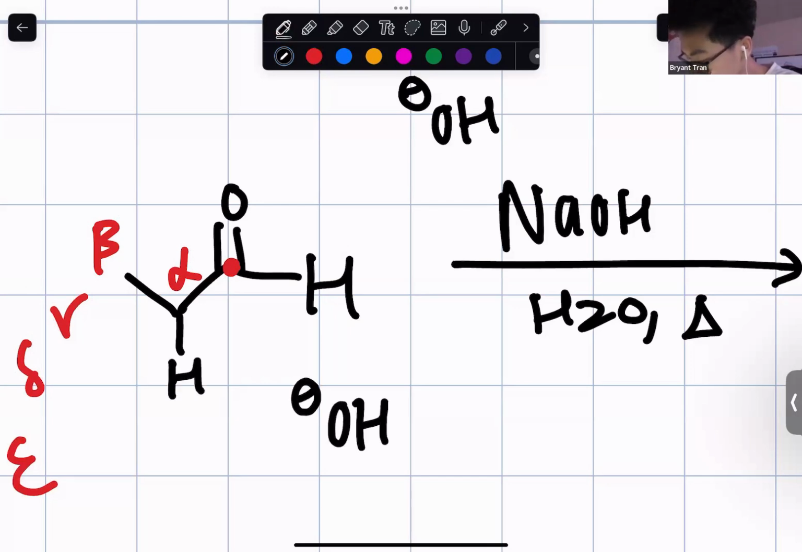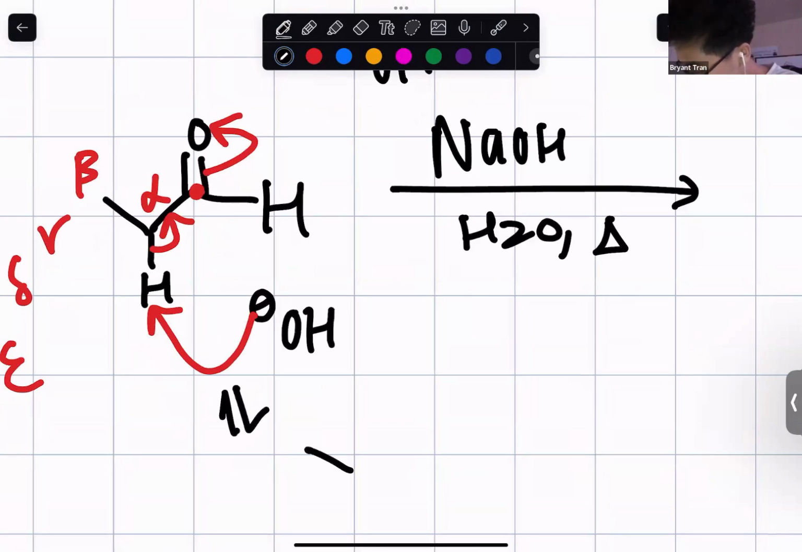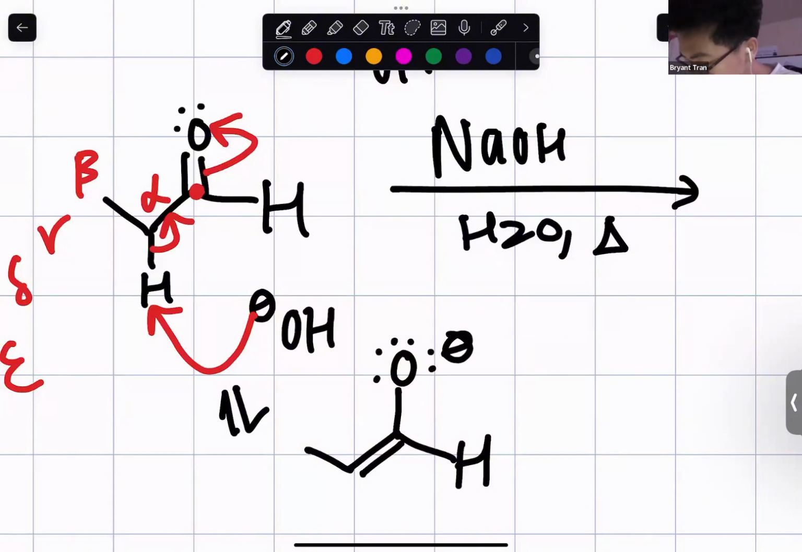The reason this alpha hydrogen is more acidic than this beta hydrogen is because its conjugate base is more stable. Let's say we grab that alpha hydrogen: the bond between the alpha hydrogen and carbon makes a double bond right there, which pushes this double bond onto the oxygen, giving me this intermediate. Before, this carbonyl oxygen had 2 pairs of electrons, but now it has 3 pairs. Those 2 electrons popped onto the oxygen, giving it a negative charge.